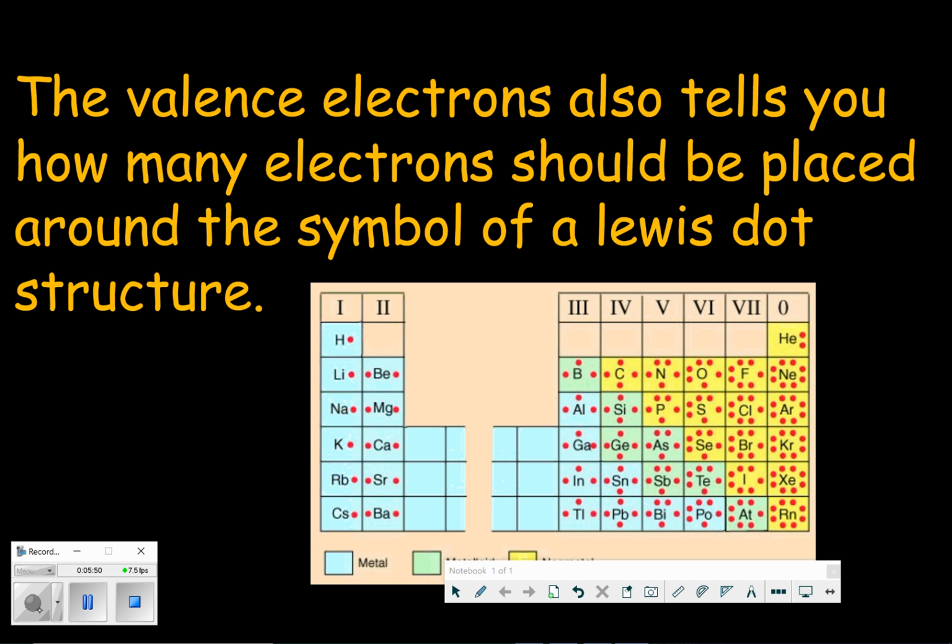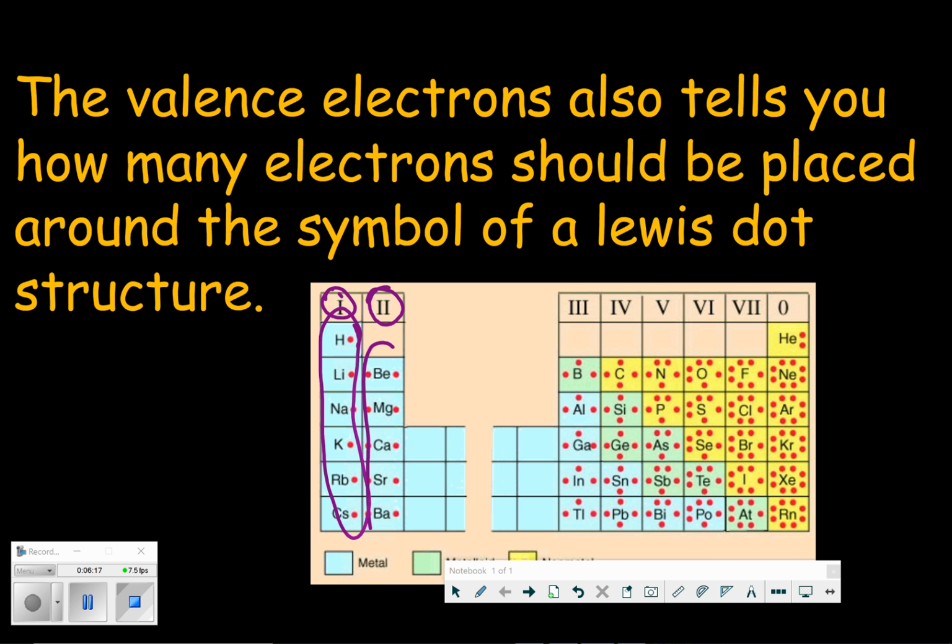Okay, the valence electrons also tell you how many electrons should be placed around the symbol of a Lewis dot structure. Now, here's an example of all the Lewis dot structures that you will work with. Anything in the first column right here will have one dot on the Lewis dot structure. So first column, 1 dot.